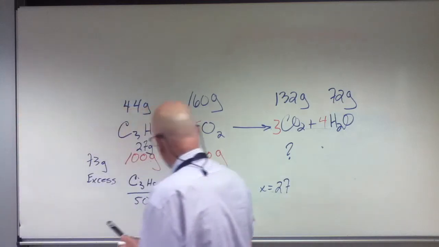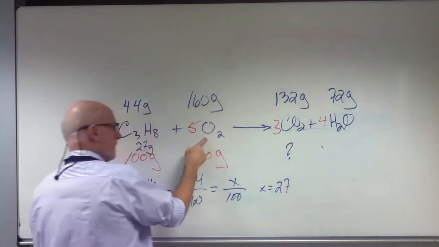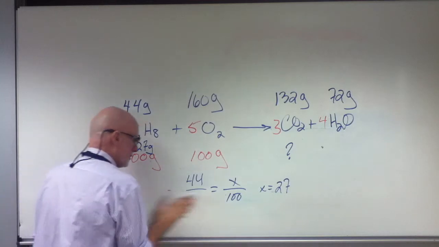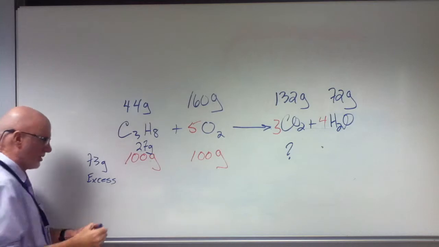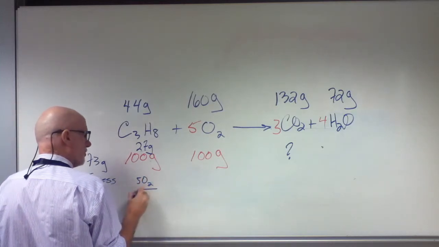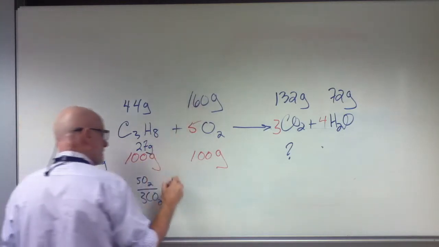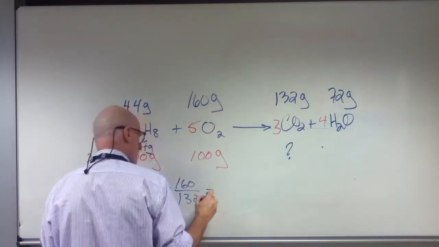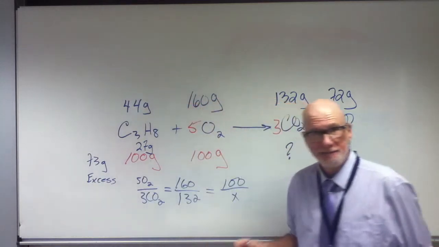All right, so let's do this. I'm going to compare this with this. So let's redo that. We'll say 5O2 over 3CO2, 160 over 132 equals 100 over x, right?